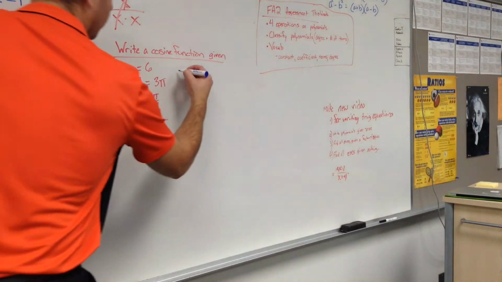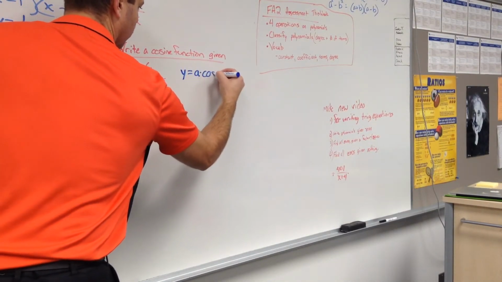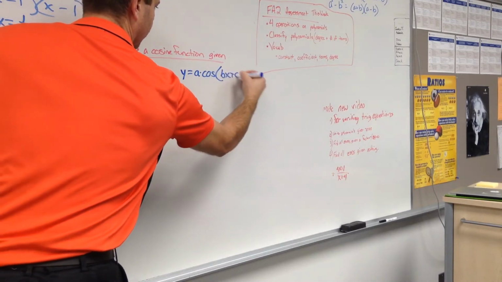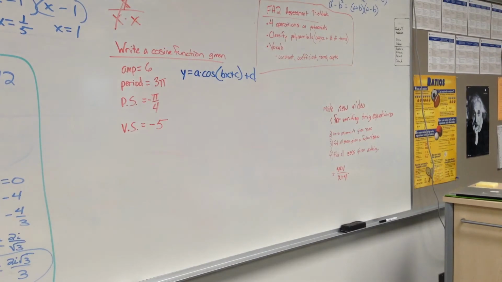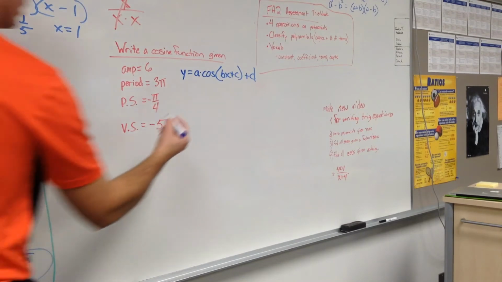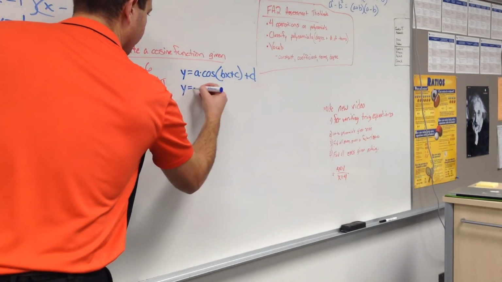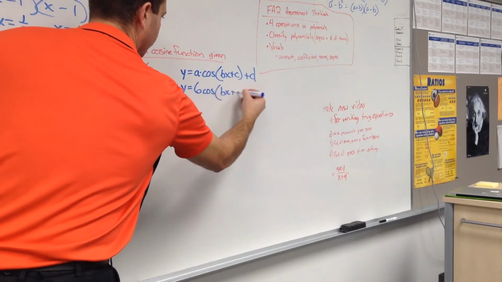The amplitude and the vertical shift should make pretty good sense. If you think about our standard form that we've discussed, a times the cosine of bx plus c, plus d, if my amplitude is 6, then I'm going to put a 6 right in front of cosine, because that's where my amplitude is impacted. That's what affects the height of the wave. So I'll have 6 cosine bx plus c.